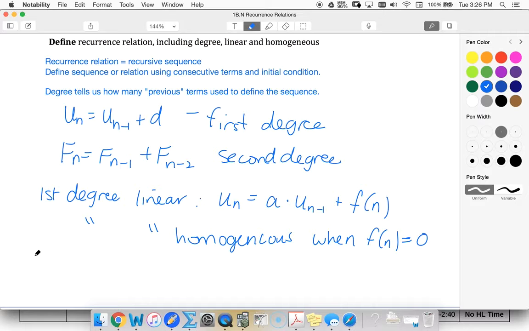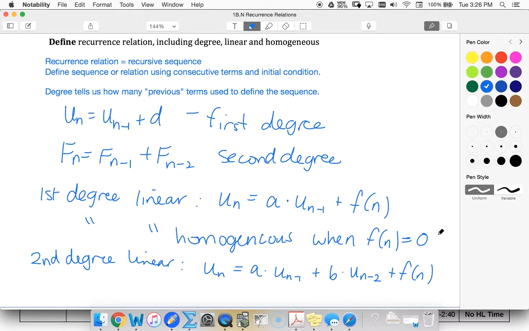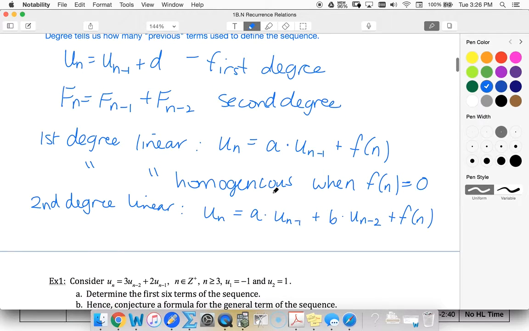All right, so second degree linear, similar, except now I'm going to have two terms: u sub n equals a times u sub n minus 1 plus b times u sub n minus 2 plus f of n. And again, if f of n is 0, we also get homogeneous.